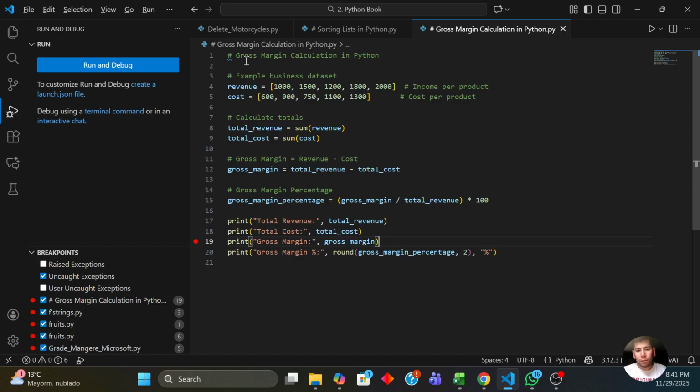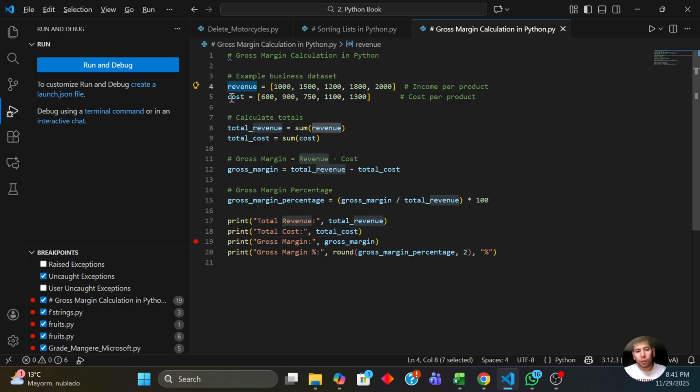Today we have a micro program. We are going to explore how to calculate the gross margin for a company. This works for any company. So the first thing you need to do is declare a couple of variables.